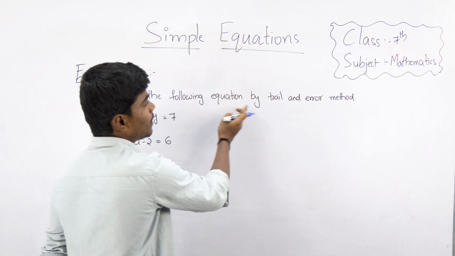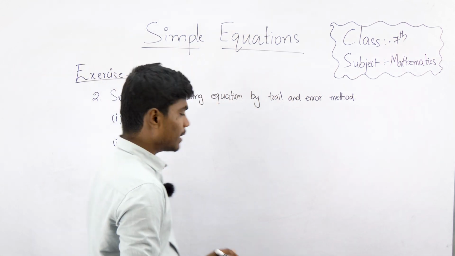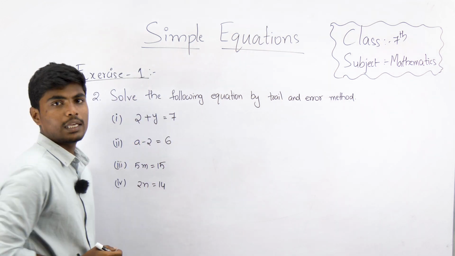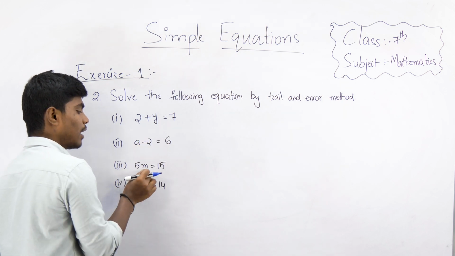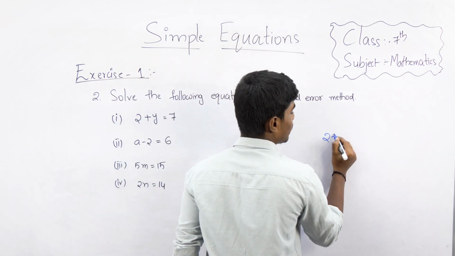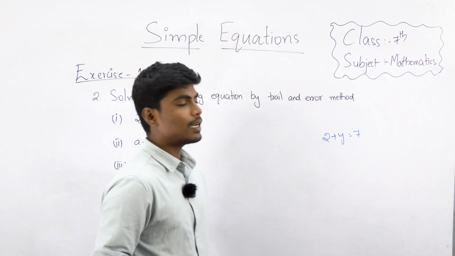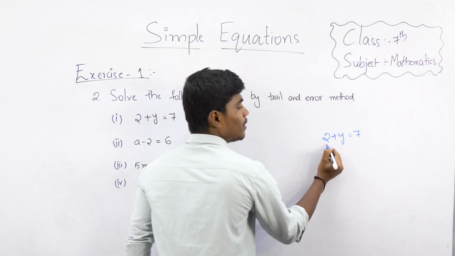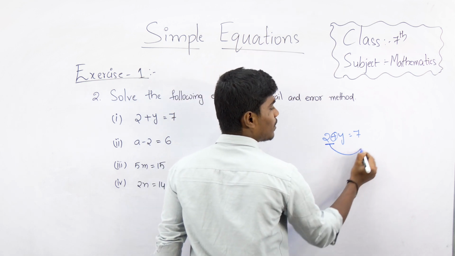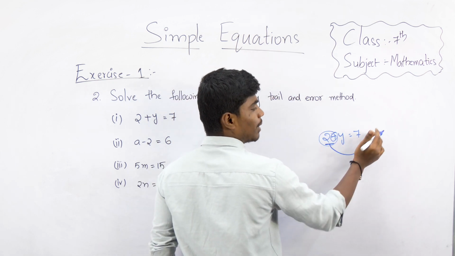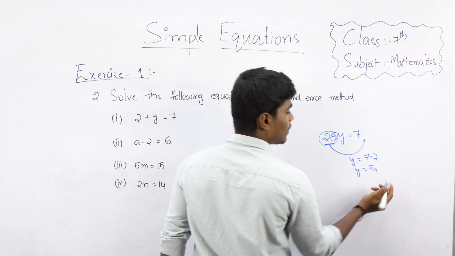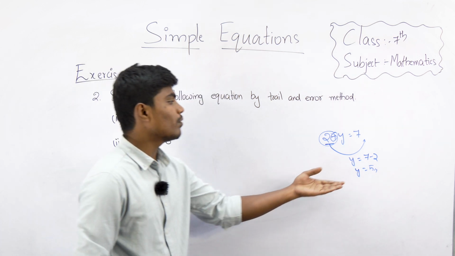Solve the following equations by the trial and error method. Here he gave some equations and we have to find the values of the unknown numbers. Generally, if we take 2 plus y = 7, how do we solve the equation? On the left hand side 2 is added. When we move it from the left hand side to the right hand side, as it is adding, it will subtract. So y = 7 minus 2, y = 5. This is the normal way of solving the equation.